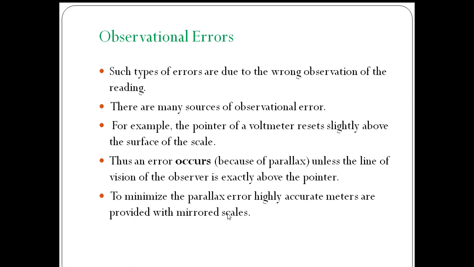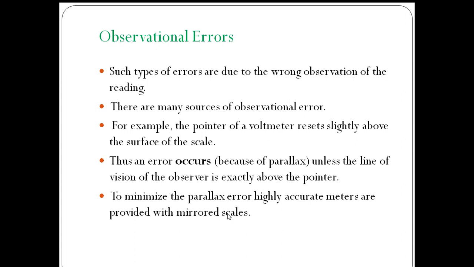And some meters, like milliammeters, have to be placed in a vertical manner to operate the gravitational control method properly. So for that we have to place it in a vertical manner, and we have to take the reading without any parallax error. That's why we have to take utmost care while taking the readings. We have to avoid these observational errors.